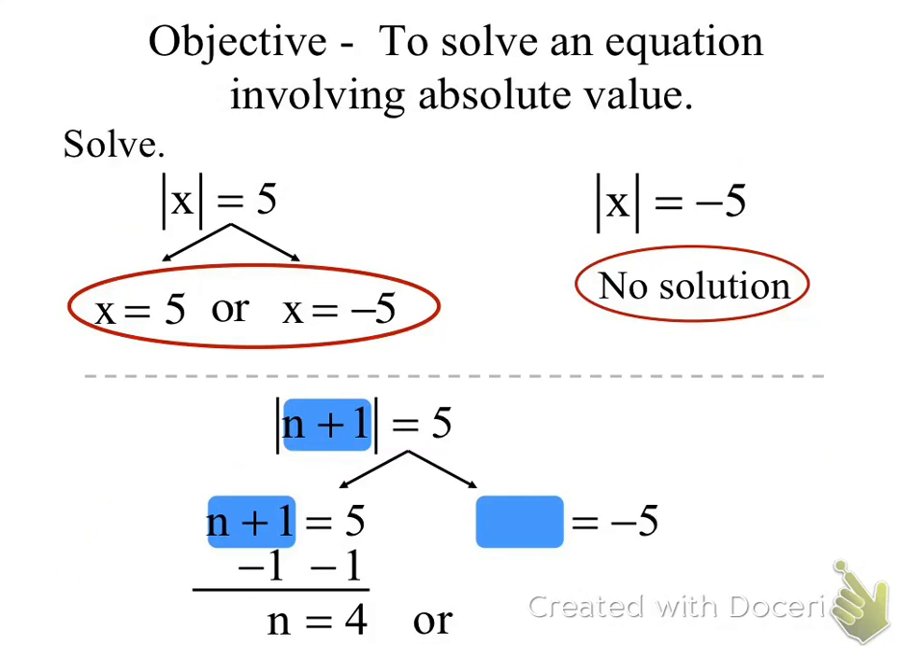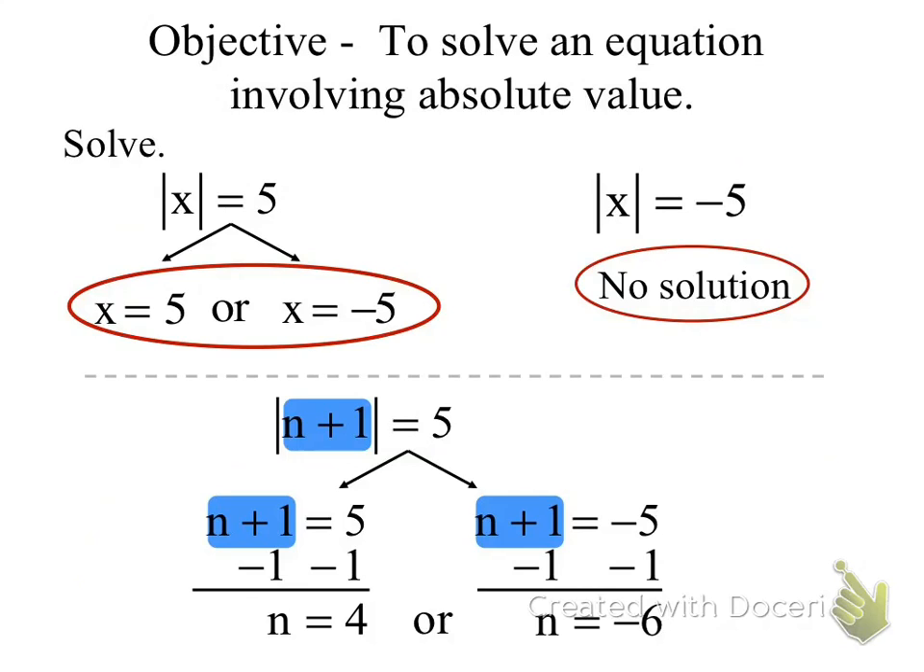n plus 1 equals negative 5. So I'm going to subtract 1. I get n equals negative 6. And I substitute that into the original problem with the absolute value.